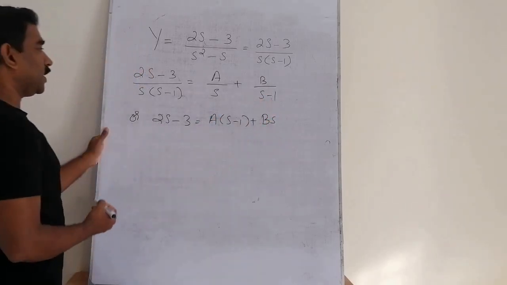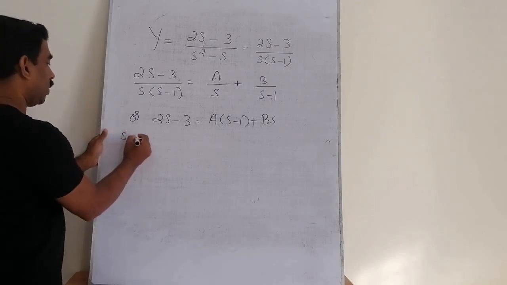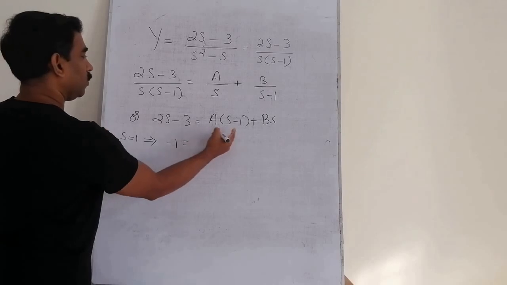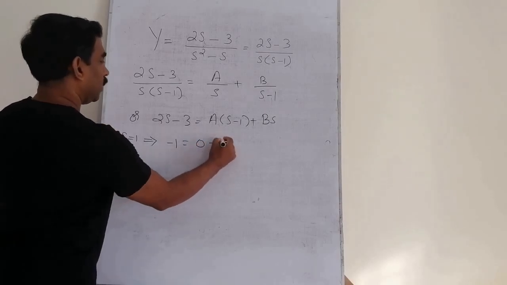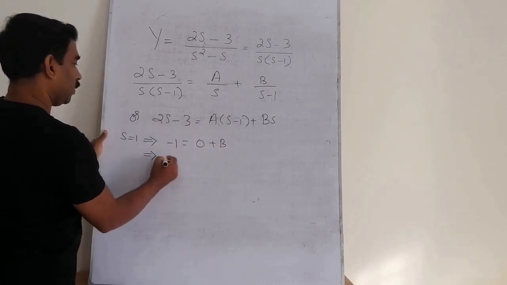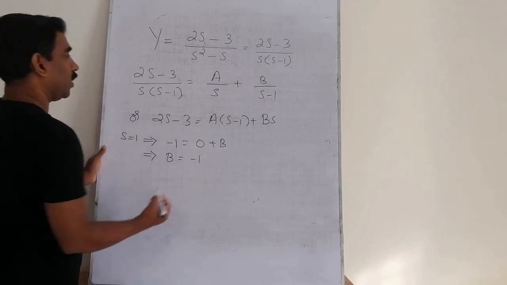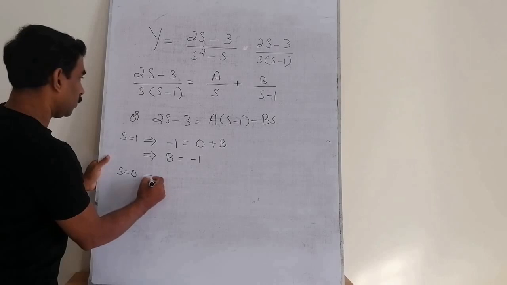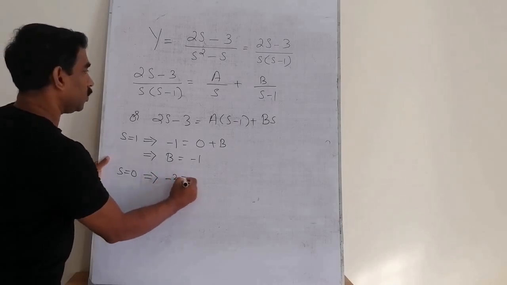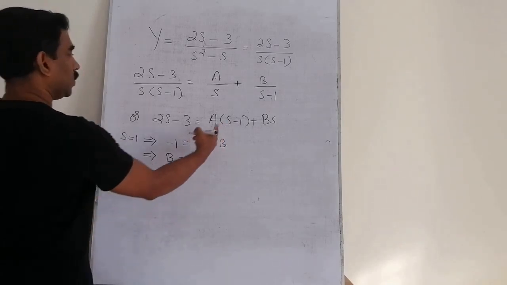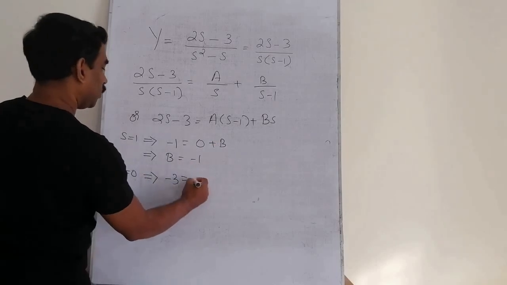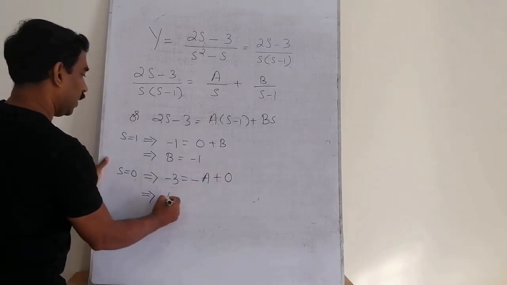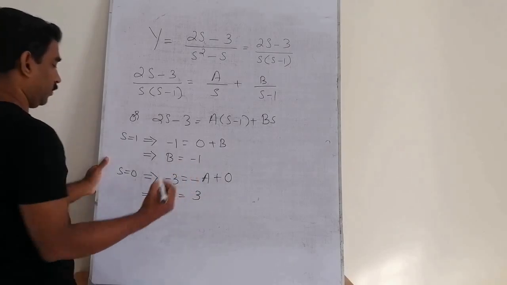In this expression, putting s equal to 1, that implies 2 minus 3, that is minus 1, is equal to A into 1 minus 1, which is 0, plus B. So that implies the value of B is minus 1. And another substitution, s equal to 0, gives minus 3 is equal to A into the first bracket, which becomes minus 1, that is minus A, plus 0. So this implies A is equal to 3.